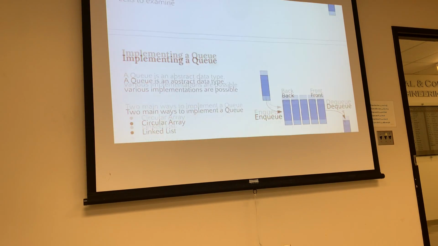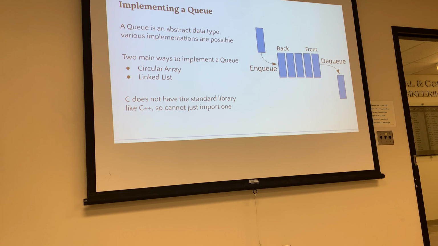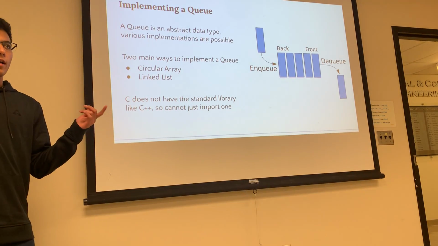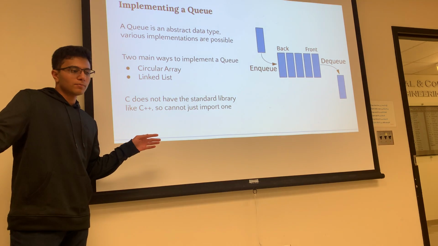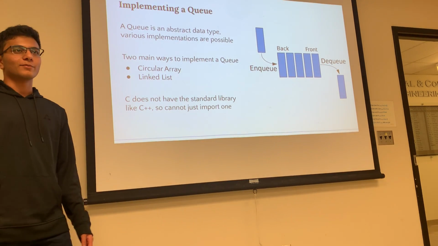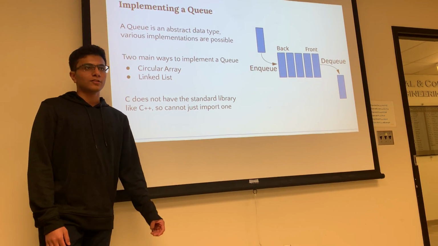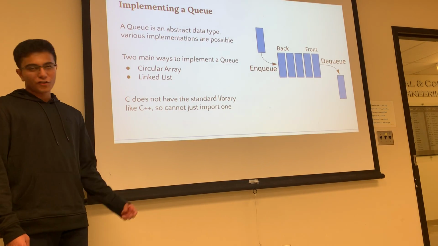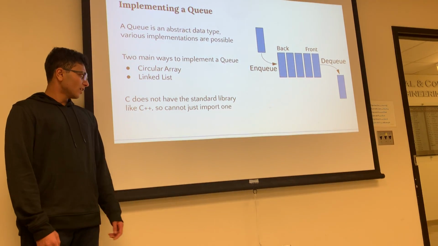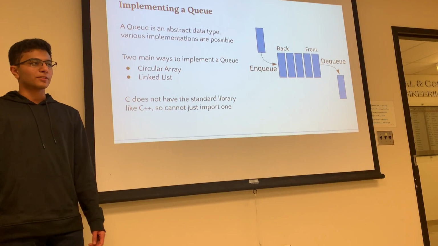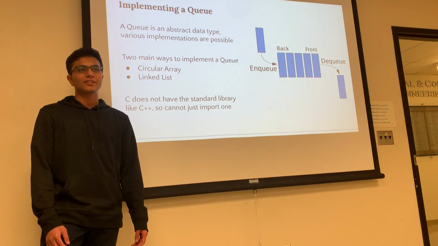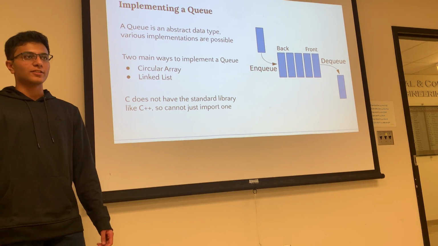So moving on, there are several different ways to implement queues, but the two main ways are through a circular array or a linked list, and we'll go through both of these. Some of you might have taken CS32, and you're probably wondering, why don't we just import the queue library? In CS32 you used C++. Unfortunately, C doesn't have a standard queue library, so you're either going to have to build it yourself, or, more popularly, find a queue implementation in C online and try to use that.